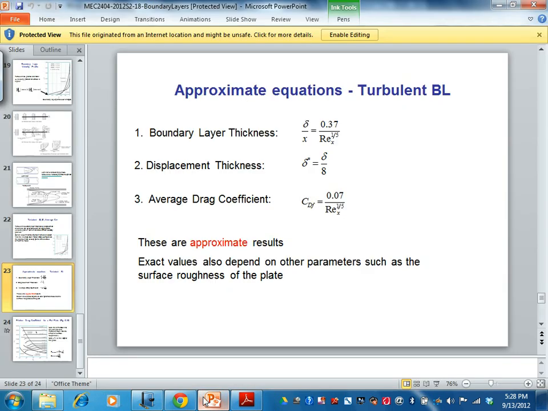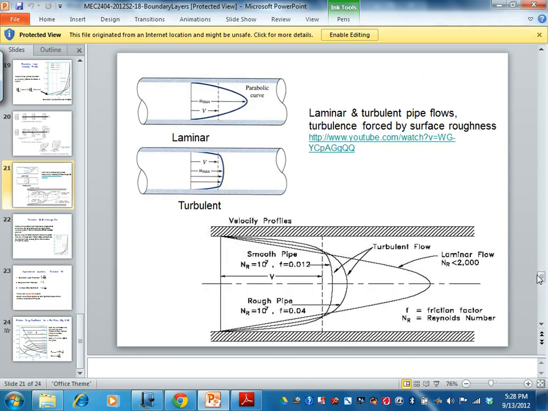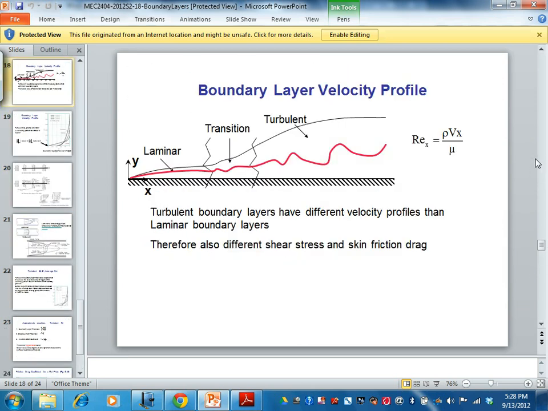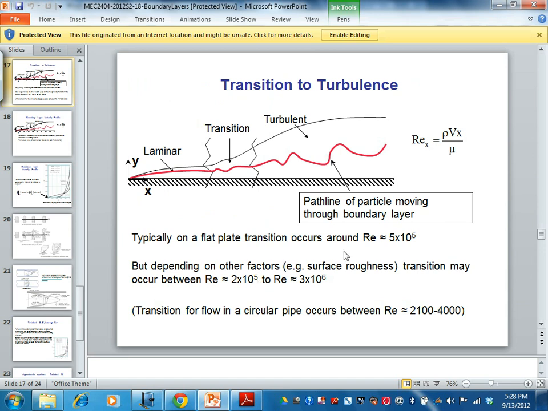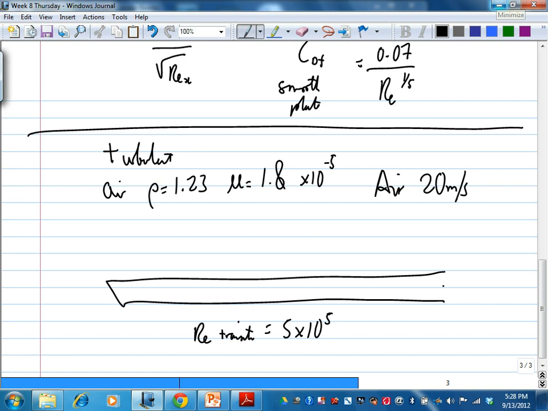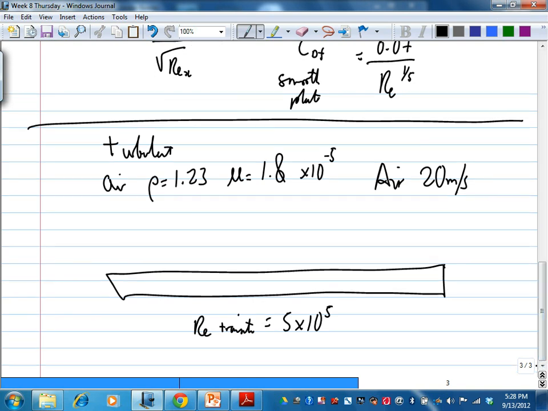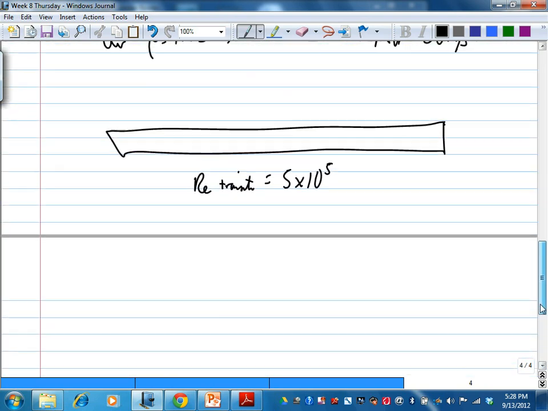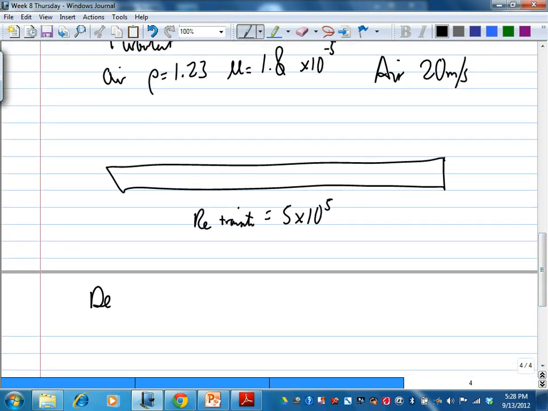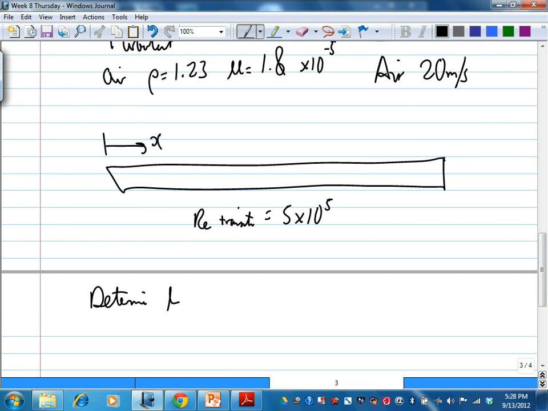You don't memorize these things. Okay, Re is 5 by 10 to the 5. Alright. So, step 1. Alright, question. Determine, so this is X, the location of transition.